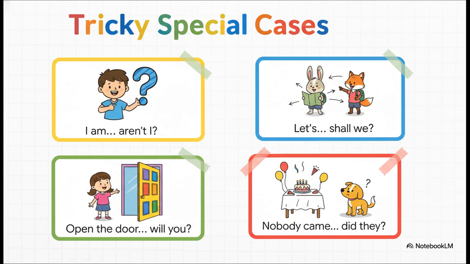Next, when you make a suggestion with let's, like let's go for a walk, the tag is always shall we. Always. Then we have commands or orders. If you say open the door, you add will you at the end. And last but not least, words like nobody or nothing. These words are kind of sneaky because they're already negative. So, nobody came gets a positive tag, did they? Just memorize these few oddballs and you'll be golden.